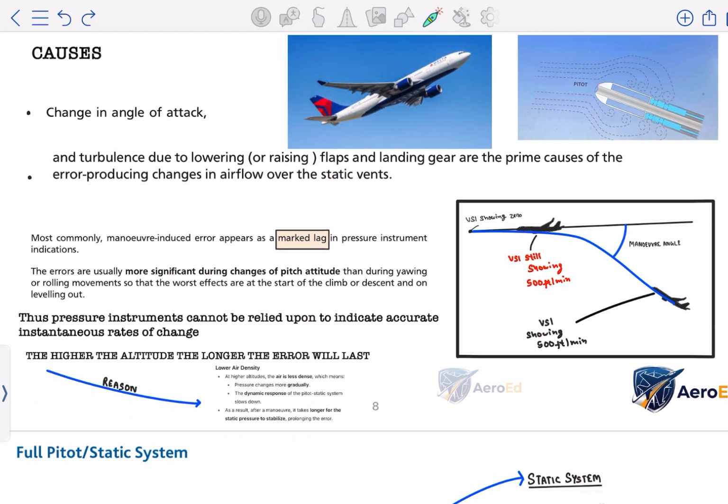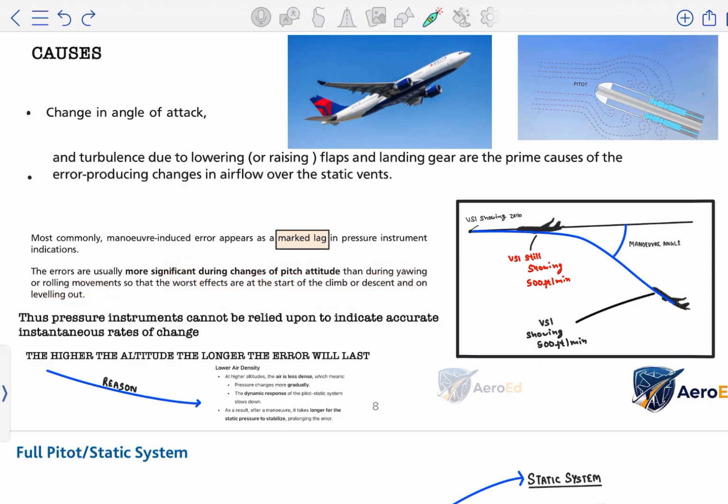Most commonly, maneuver-induced error appears as a marked lag in pressure instruments. The errors are usually more significant during changes of pitch attitude than during yawing or rolling movements, so that the worst effects are at the start of the climb or descent and on leveling out.